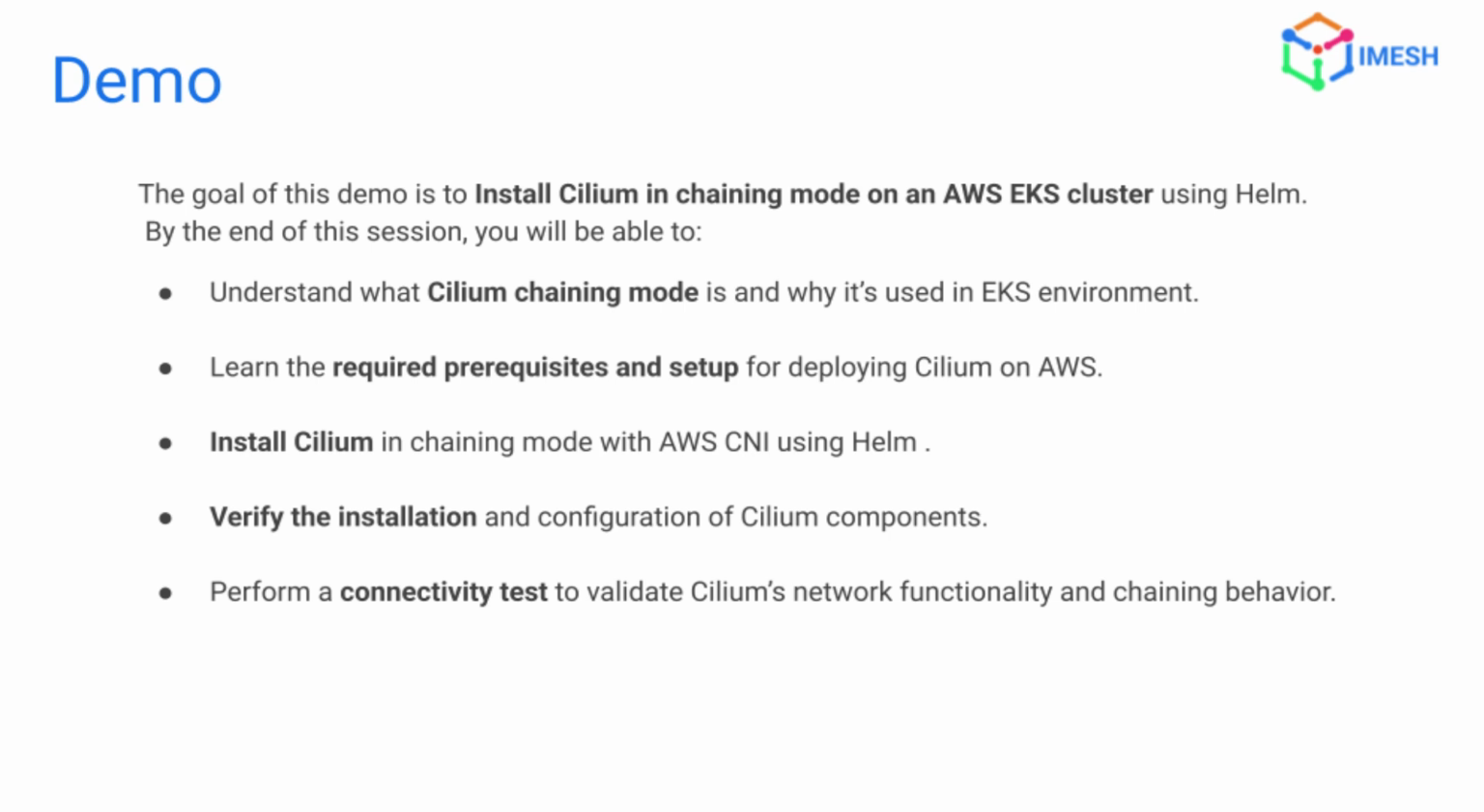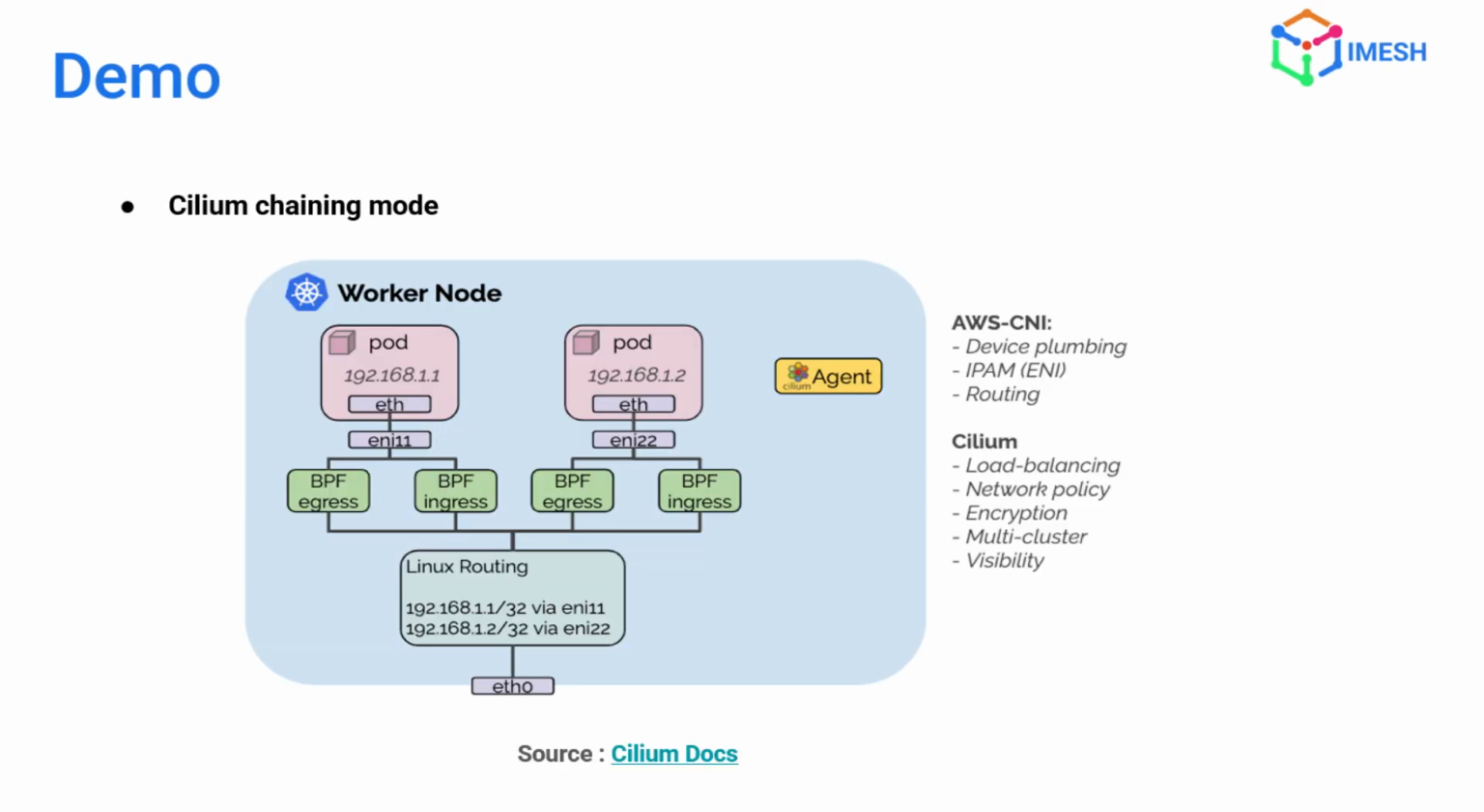By the end of this demo, you'll be able to first understand what Cilium chaining mode is and how it's used to add Cilium's features on top of the default AWS CNI. You'll also learn the required prerequisites and setup you need to get your AWS cluster ready. Then we'll use Helm to install Cilium in chaining mode. After it's installed, we'll verify the installation to make sure all the Cilium components are running correctly. And finally, we'll perform a connectivity test to validate that Cilium's networking and all the chaining behavior is working exactly as expected. So let's start with that very first point.